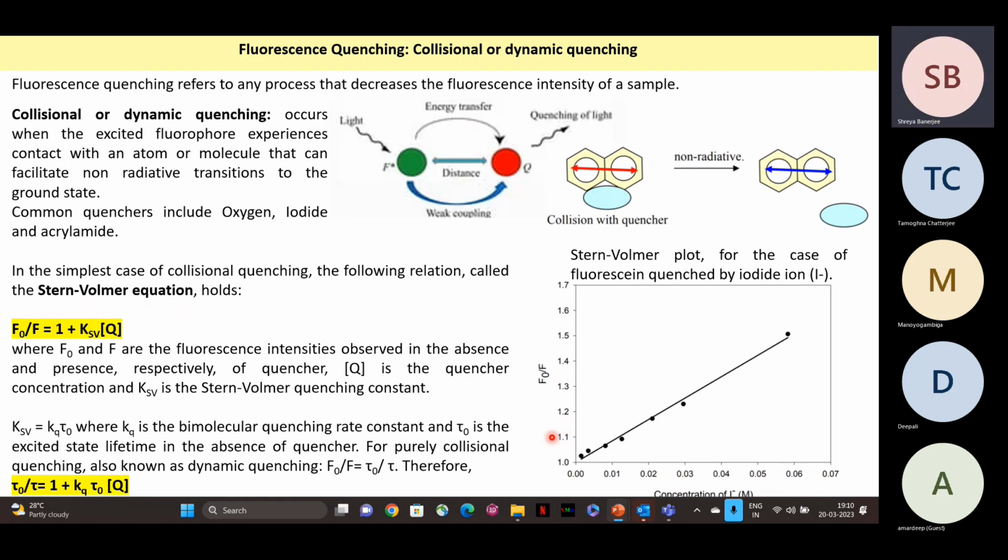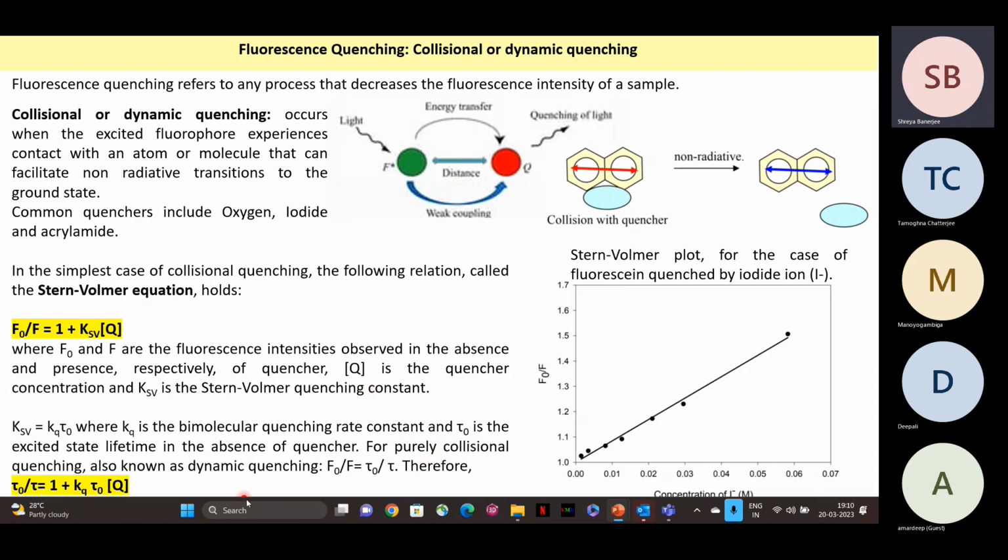So if you have a plot of F0 by F with the concentration of the quencher, then the slope of the plot will be KSV and the intercept will be 1. KSV can also be written as KQ tau 0, where KQ is the bimolecular quenching rate constant and tau 0 is the excited state lifetime in the absence of quencher.